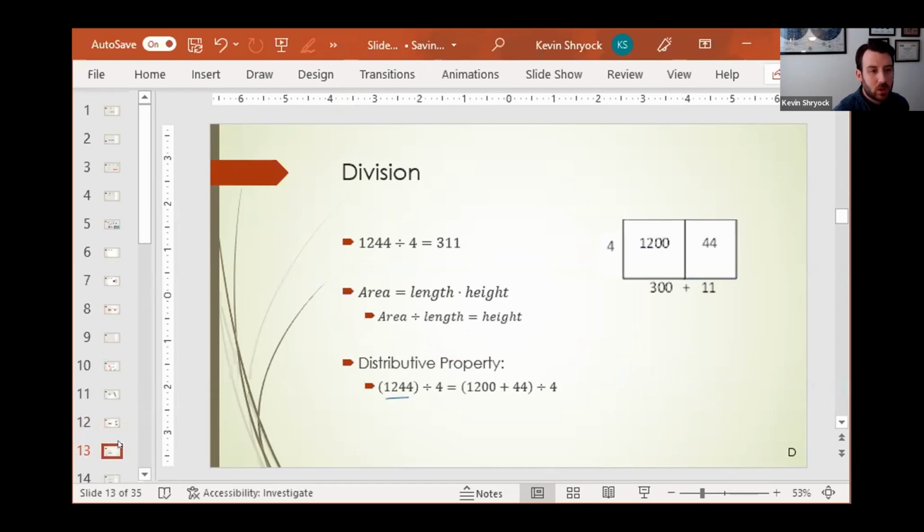We have 1244. I can break that into 1200 and 44. It's what we have. And then if I'm trying to divide that by 4, that means I'm forming rectangles. That means I have rectangles where I've determined one of the side lengths. The side length is 4. Well, that allows me to say I could consider 1200 divided by 4 and 44 divided by 4. And from those miniature problems, that chunking out process, that's where we get the 300 and the 11.